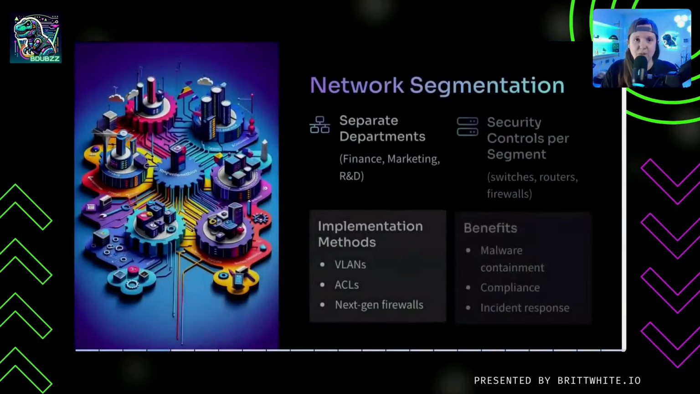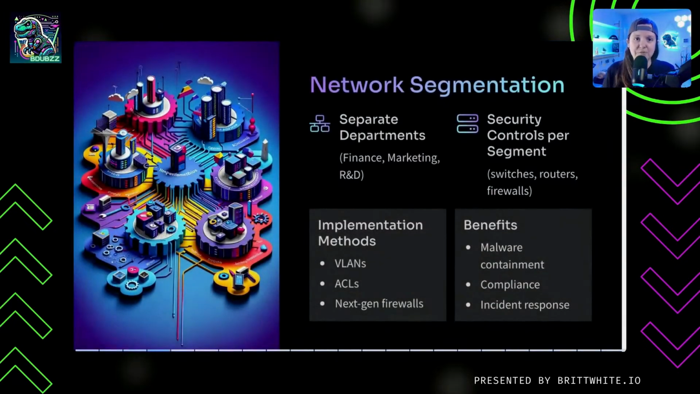Next comes partitioning or segmentation. Imagine dividing our castle into separate wings. In networks, we create separate segments for different departments. For example, finance gets their own secure area, marketing another, research and development another. Each segment has its own security controls. Switches, routers, and firewalls all act as the guards between sections. If an attacker breaches marketing, they can't automatically access financial data. Network segmentation is one of our most powerful security tools.